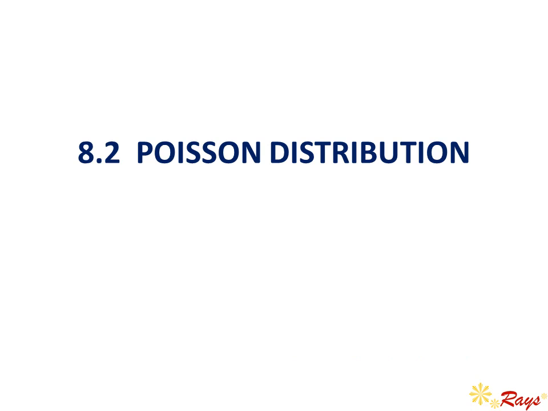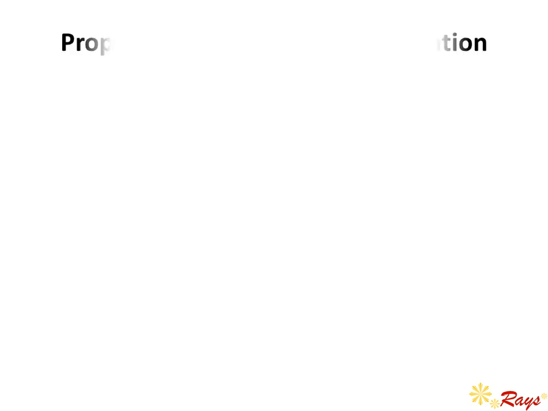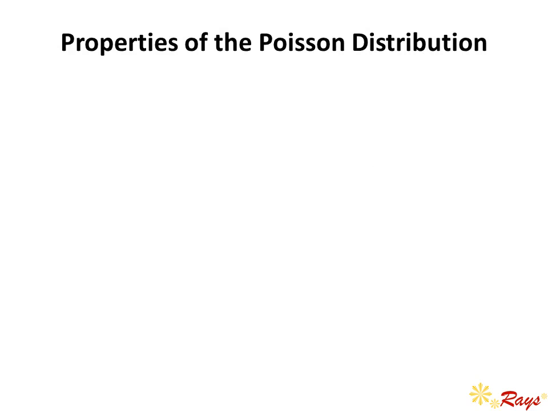We continue with Chapter 8, and today we will look at subtopic 8.2 Poisson distribution. Let us look at properties of the Poisson distribution.